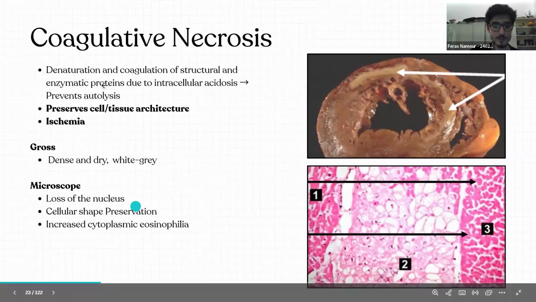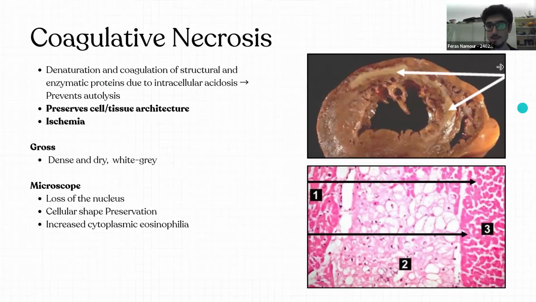Like coagulative necrosis. It's mainly due to ischemia. And it happens in solid organs. So for example, the heart. In the heart, when you have ischemia, let's say you have an infarct, the cells will eventually die, right?